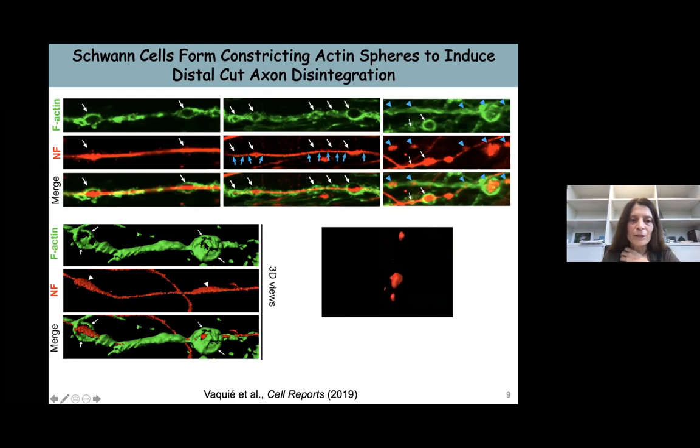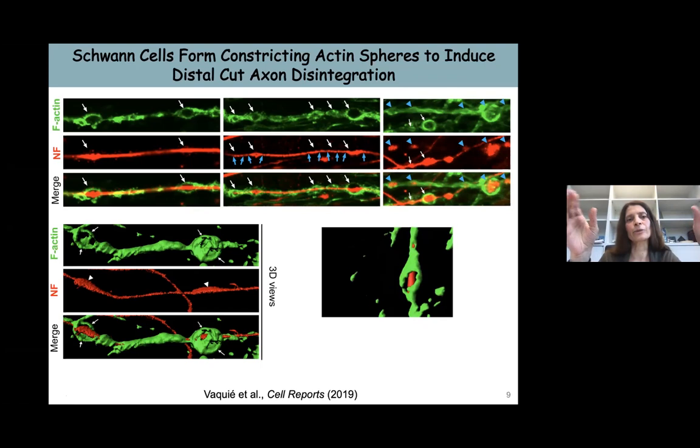And that's a nice 3D reconstruction. So very nice sphere. You can see the swollen axon here. And this one is also very nice because you can see that the axon is constricted at the point of contact with the actin. And at this stage here, the axon is totally disintegrated and the part that is disintegrated remained in the sphere.